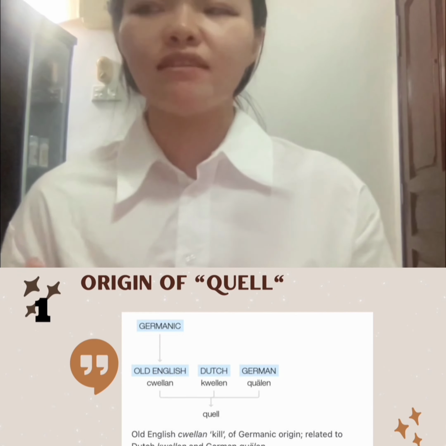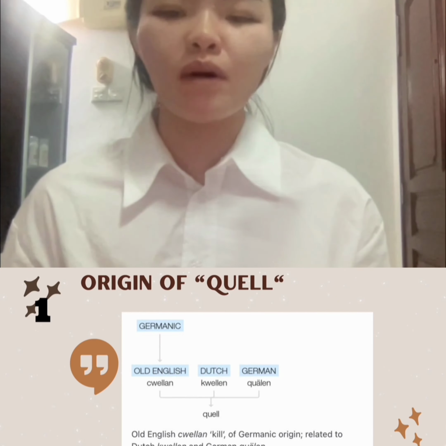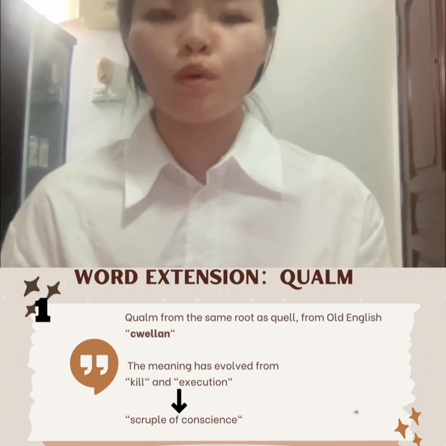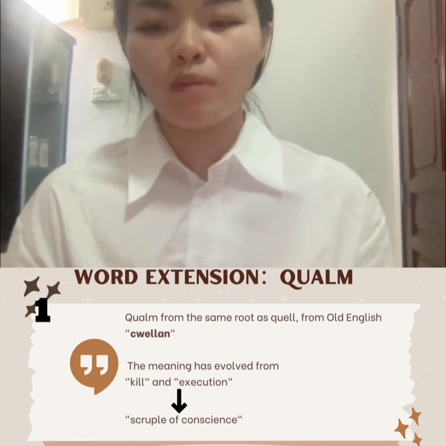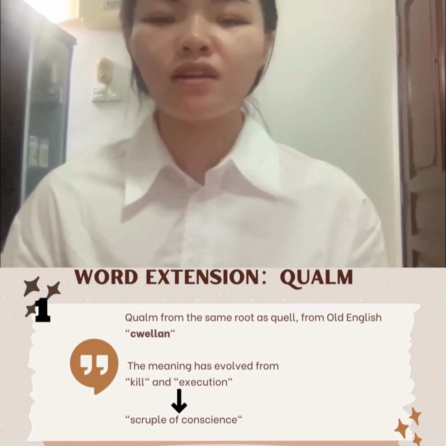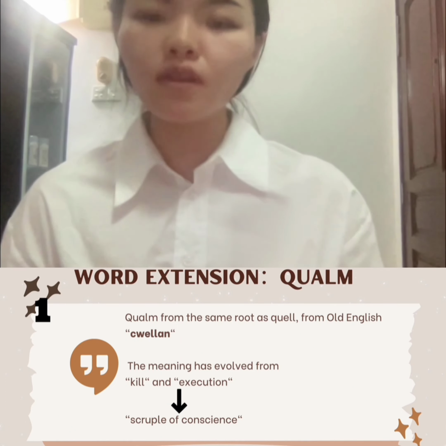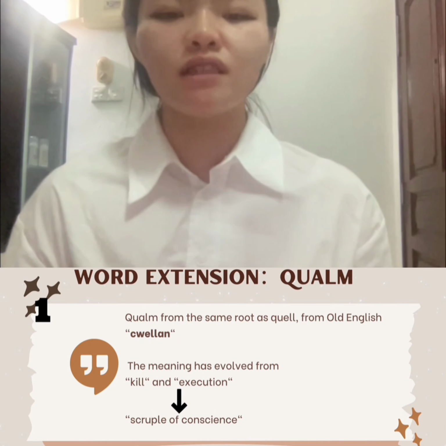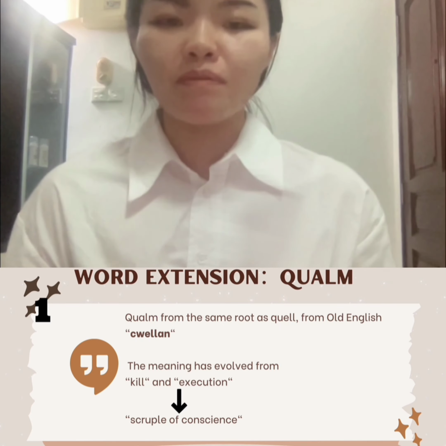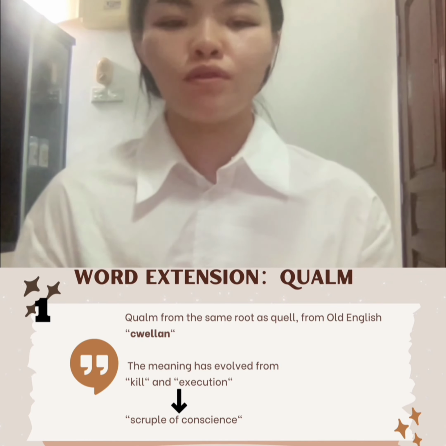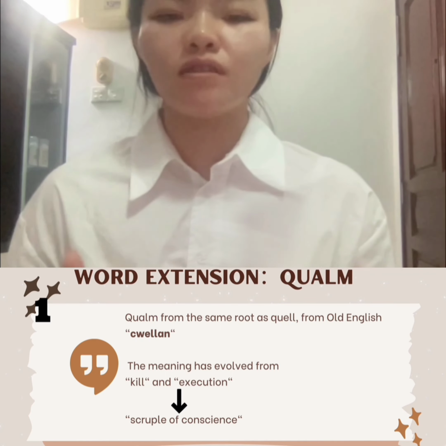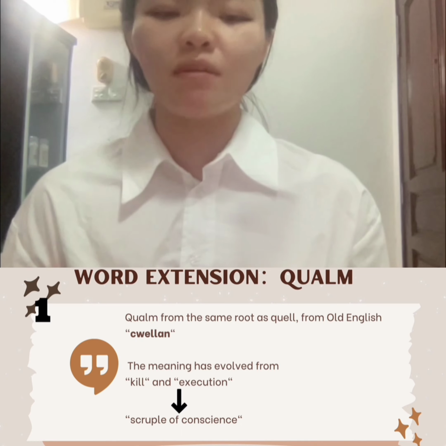So let's look at the extension word qualm. Qualm is from the same root as quell. They both come from the Old English cwellan and mean to kill, murder, execute. The meaning has evolved from kill, murder, execute, to the meaning of scruple of conscience. So this is the meaning change of the word qualm.